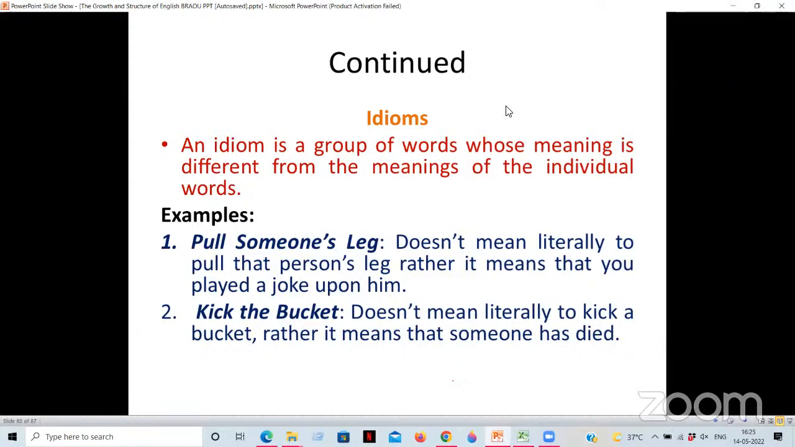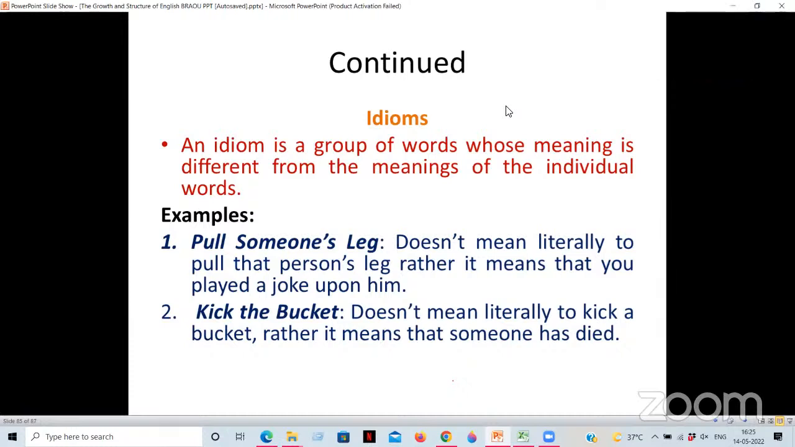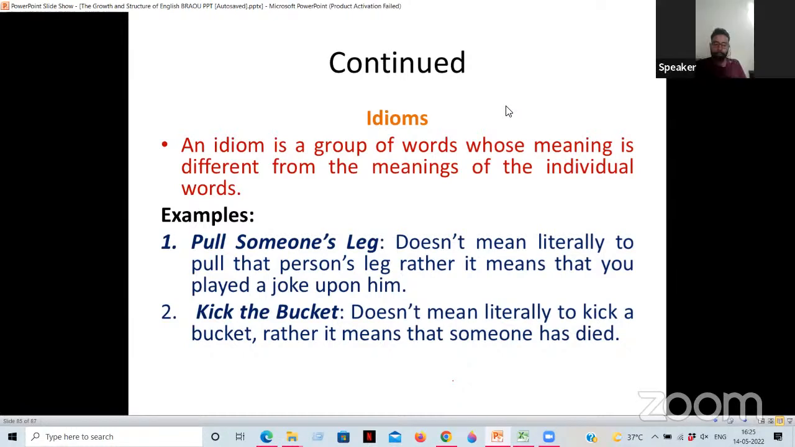So the pronunciation of bucket is bucket or bucket? It's bucket. See, it depends on how you are. We will talk about that as well because there is a chapter, a unit, where we will have to talk about the British accent and the American accent.